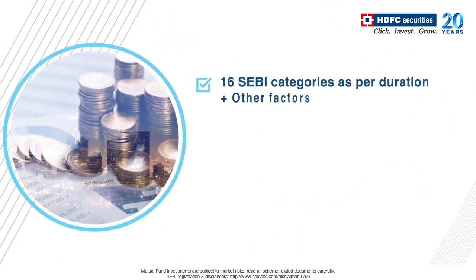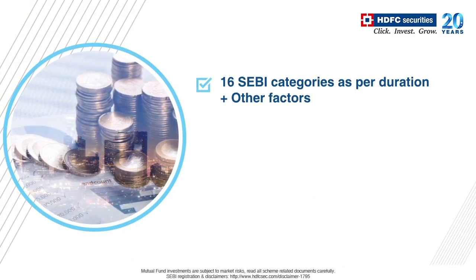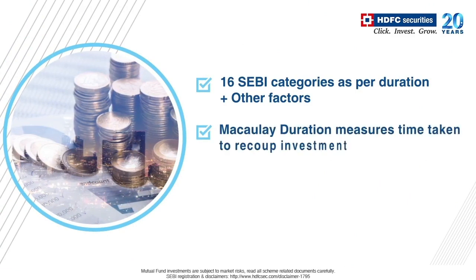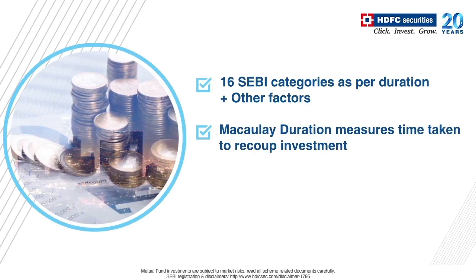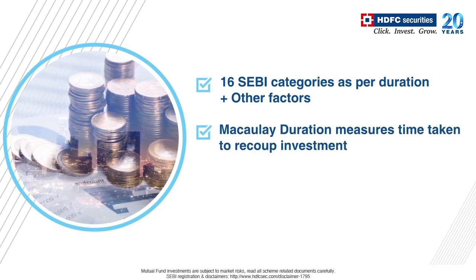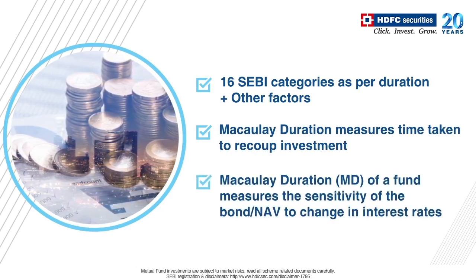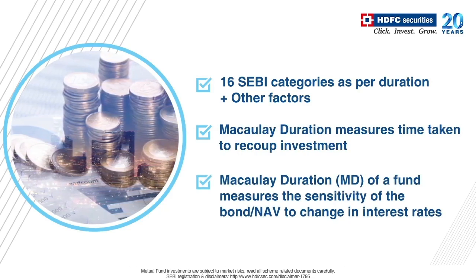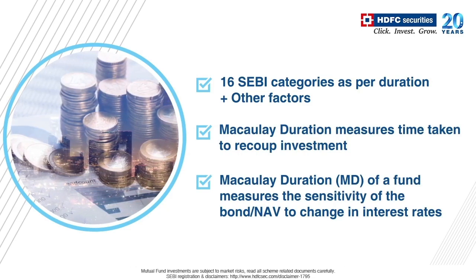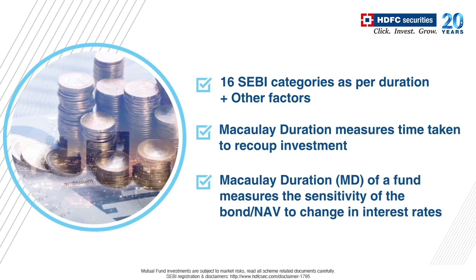SEBI has categorized debt funds in 16 categories based on duration and other factors. Macaulay Duration measures the time taken by the fund to recoup the investment. Macaulay Duration of a fund measures the sensitivity of the bond or NAV to change in interest rates.